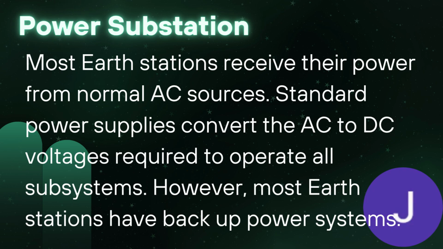Next is the power subsystem. Most earth stations receive their power from the normal AC sources, or the alternating current sources. Standard power supplies convert the AC to the DC voltages required to operate all subsystems. However, most earth stations have backup power systems. So its function is to supply power to ground systems, and it uses AC as mains and has backup systems.